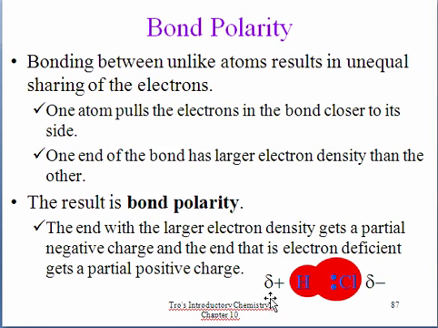We use this lowercase Greek letter delta to indicate partial. We don't have a full charge here. Full charges come as the result of gaining or losing electrons. We just have a partial charge here due to an unequal distribution.